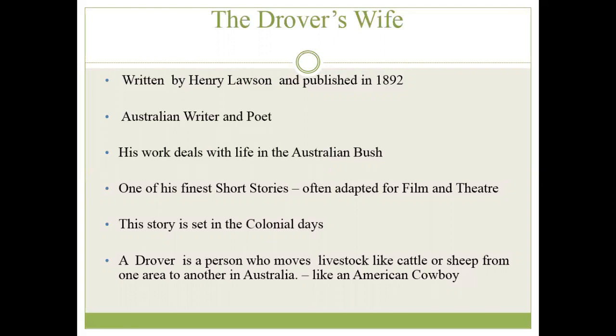Lawson provides accurate descriptions of Australian life as it was during the late 18th century. The Drover's Wife is regarded as one of his finest short stories, often adapted for film and theatre. The story is set in the colonial days. As the title suggests, the story is about a woman living all alone with her 4 children in an isolated hut, as her husband, a drover, is away on his work. A drover is a person who moves livestock, like cattle or sheep, from one area to another in Australia, like an American cowboy.